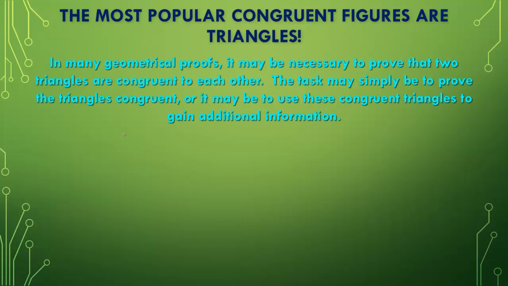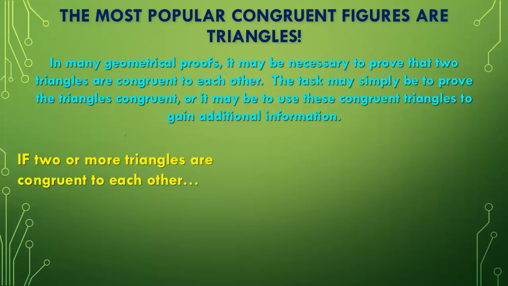Okay, in many geometrical proofs, it may be necessary to prove that two triangles are congruent to each other. Okay, it might be simply to prove the triangles are congruent, or it might be to use the fact that they are congruent to gain additional information. Like we said yesterday, if two triangles are congruent, then their other parts are also congruent.